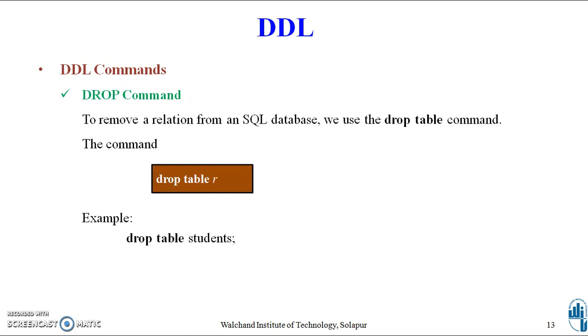To remove a relation from the SQL database, we use the drop table command. The drop table command deletes all the information about the dropped relation from the database. The command is drop table R. The command deletes not only all the tuples of R but also the schema for R. After R is dropped, no tuples can be inserted into R unless it is recreated with the create table command.